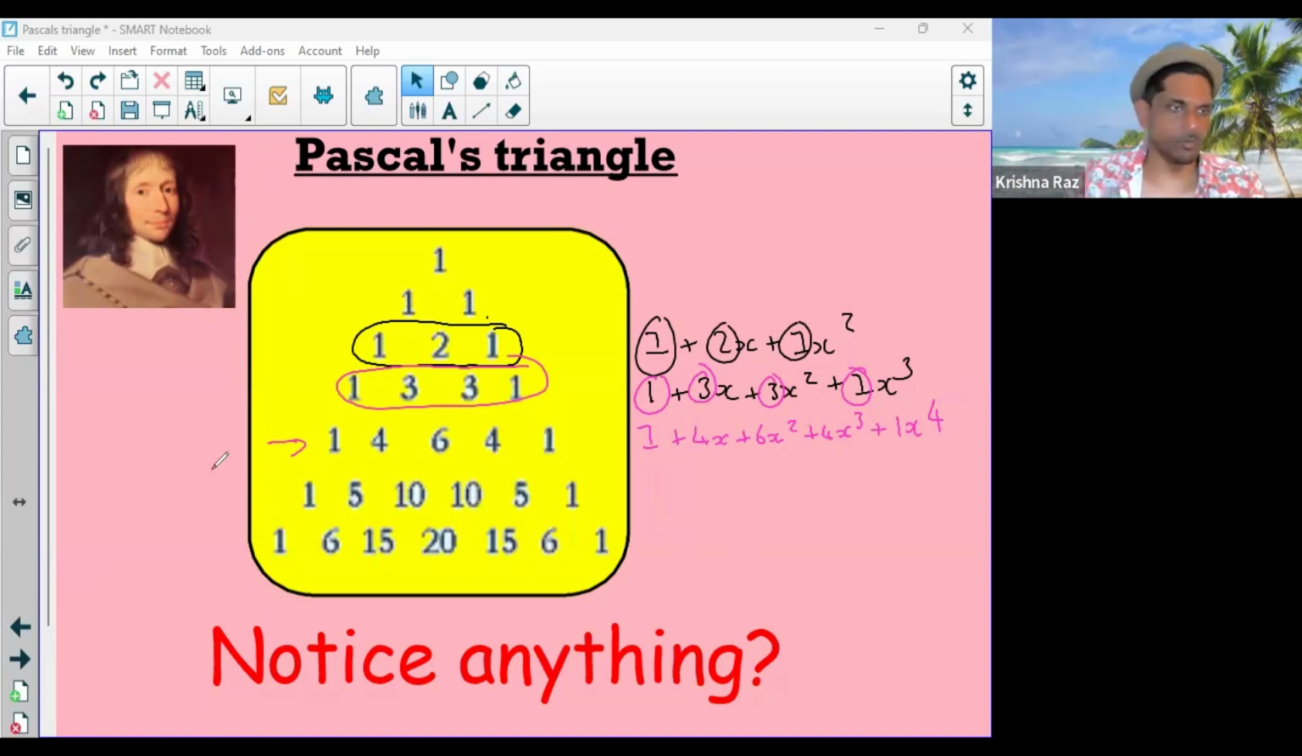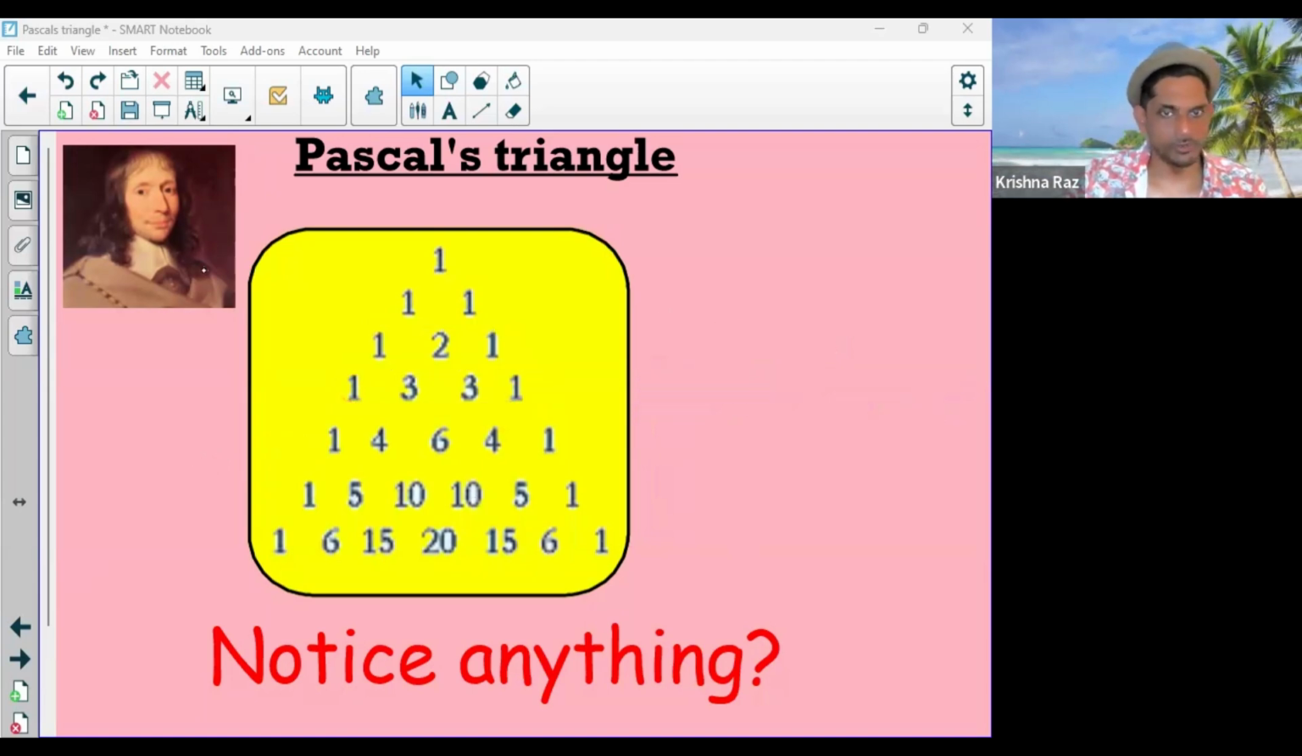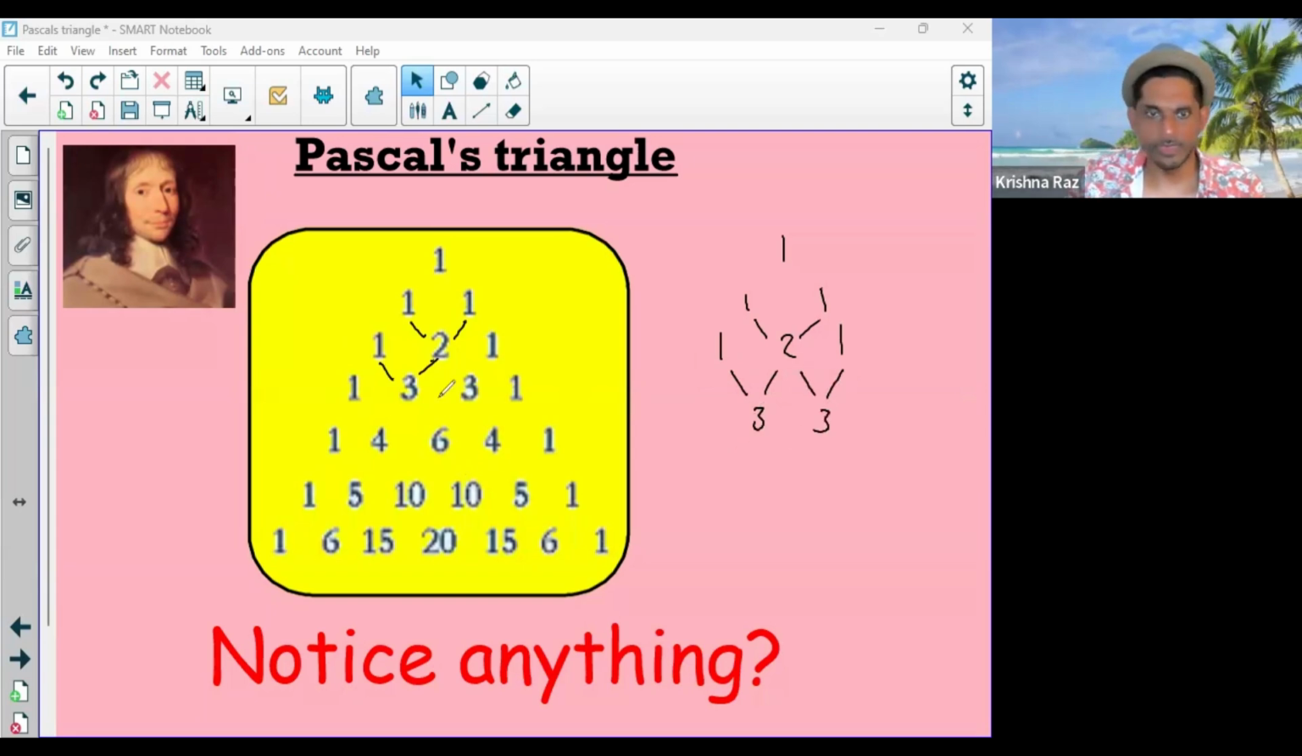Brilliant. So the way we write the triangle is you notice we just start with a 1 and a 1. And then when we add those two ones together, we get this number. And then we sandwich it between some ones. Then we add the 2 and the 1 together and we get a 3. And again, we sandwich those between some ones. And we then do the same again and we get the 4s.